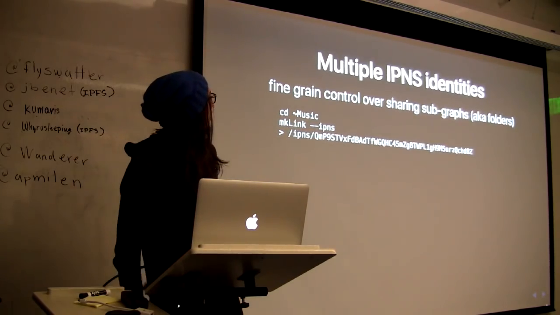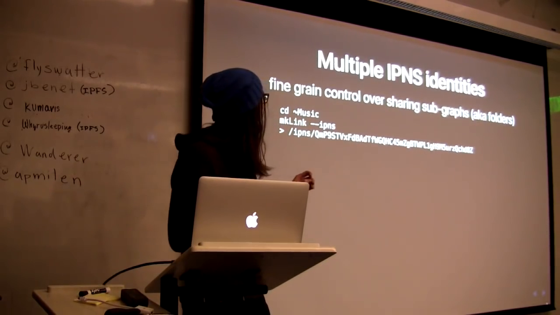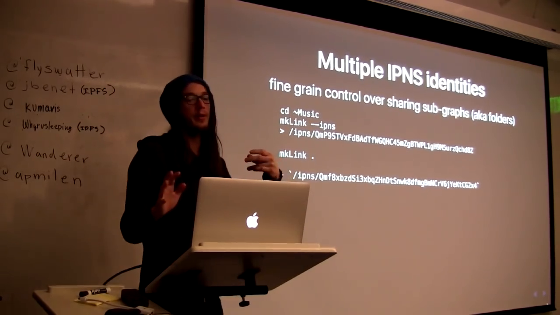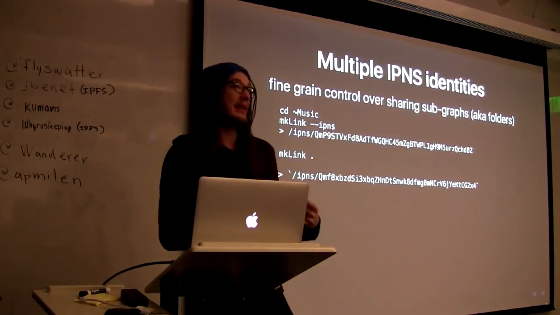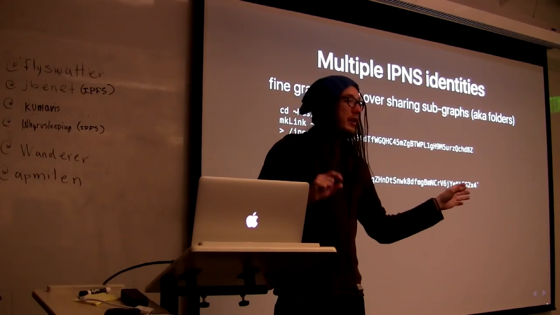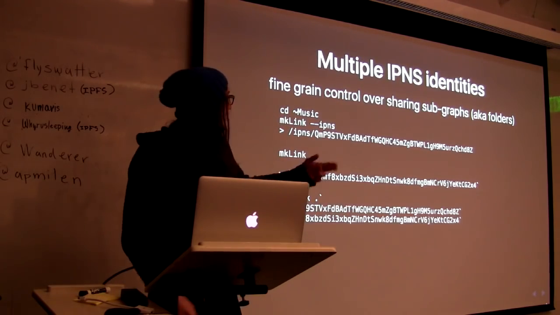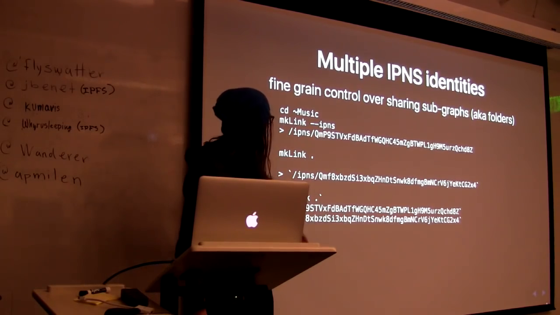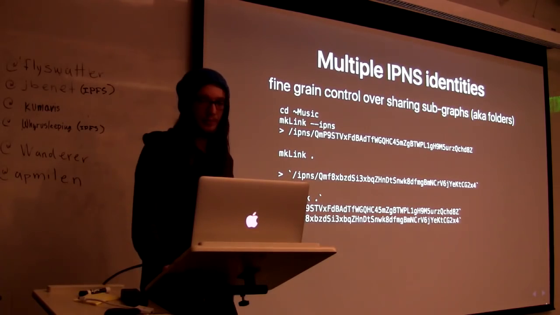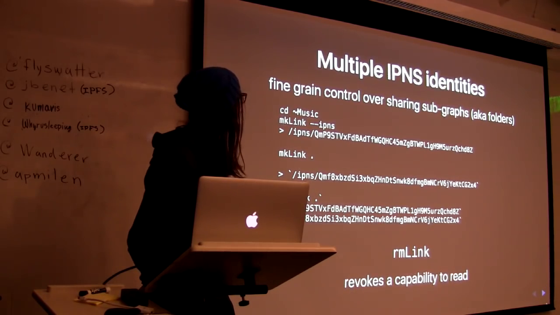And then we should be able to have fine-grained controls over sharing subgraphs. Like I should be able to CD into my music folder, create a new IPNS link to it. So that creates a new private public key pair, and I can give that hash out to someone. I should be able to do it again. So I create one, I should be able to create another one. I should be able to list out the different links I have to a particular folder. And lastly, I should be able to revoke them and remove those links.